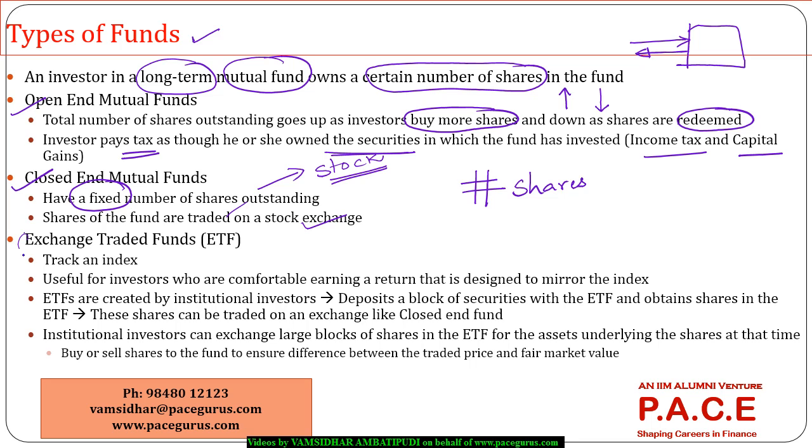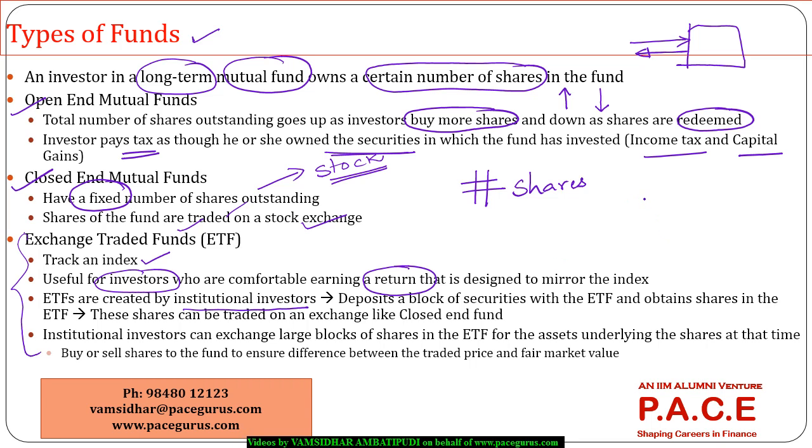And apart from these two categories of funds, nowadays, in the last couple of decades, another new category of funds has become more and more famous in the market. That is an exchange traded fund, which will track an index. It is generally useful for investors who are fine with the return that the index is generating and want a return more or less on similar lines of the index, then this is a good product for them. Generally, the ETFs are created by institutional investors.